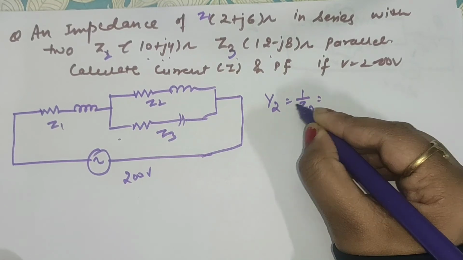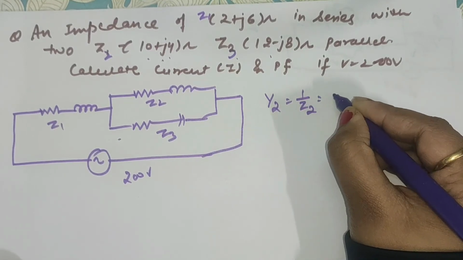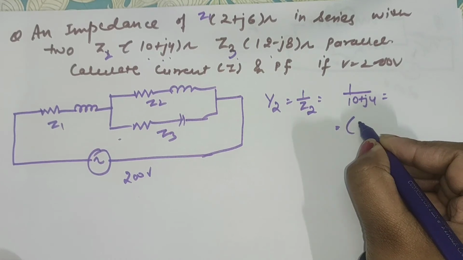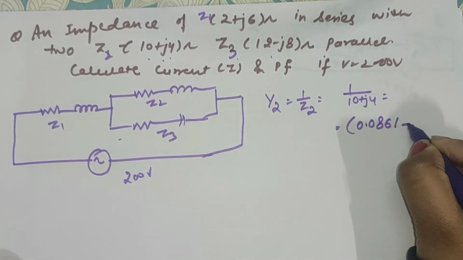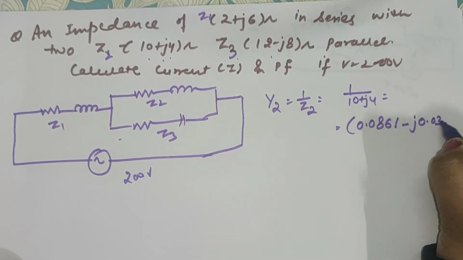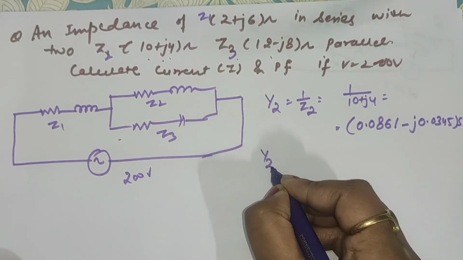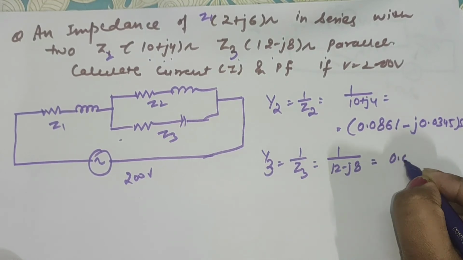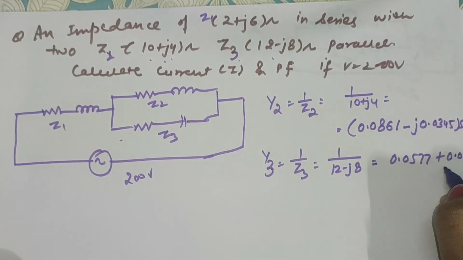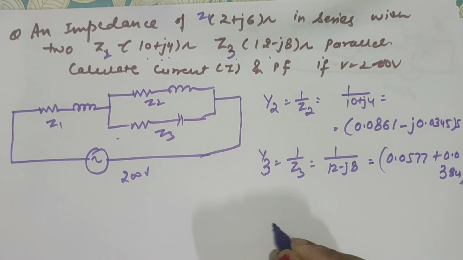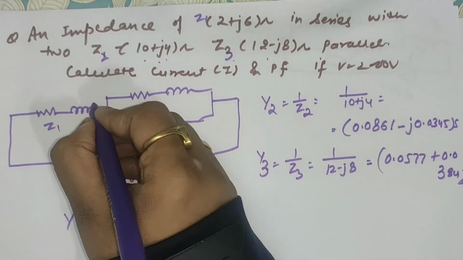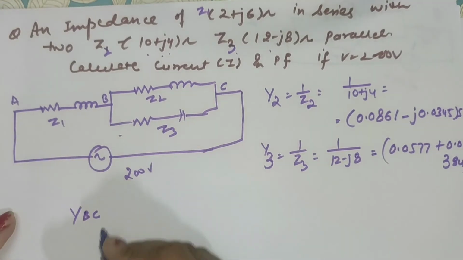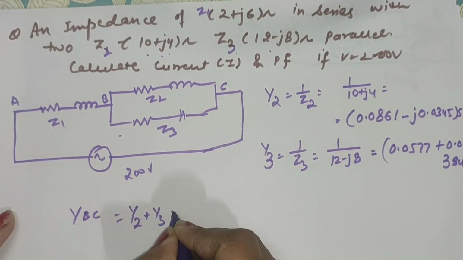So first of all, Y2, the admittance, is the reciprocal of impedance, that is 1 upon 10 plus j4. If you solve this, you will get 0.0861 minus j0.0345 S. Now Y3 will be 1 upon Z3, that is 1 upon 12 minus j8, that is 0.0577 plus j0.0384 S. Now let's suppose this is point B and C, and this is point A. So Y BC is Y2 plus Y3.